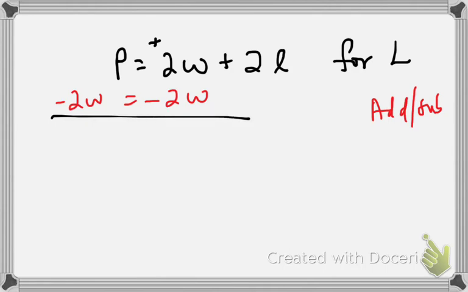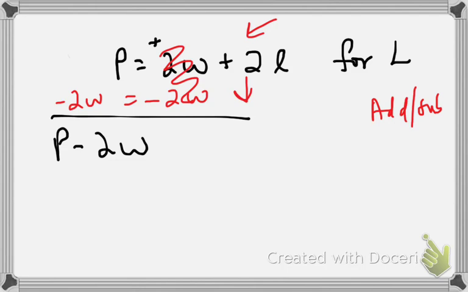Alright, now on this side of the equal sign, you notice I have P minus 2W. And on this side of the equal sign, these cancel out. It becomes a zero pair, and the only thing I have is 2L. So we're going to put equal. Don't forget your equal sign. A lot of kids forget the equal sign.